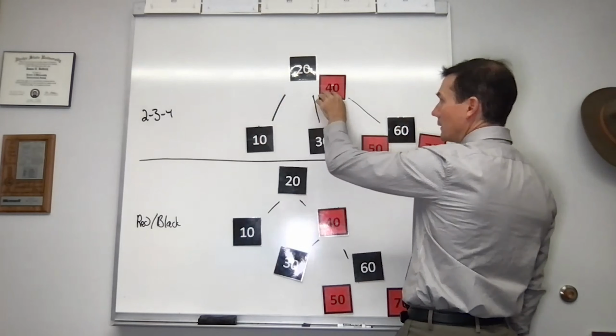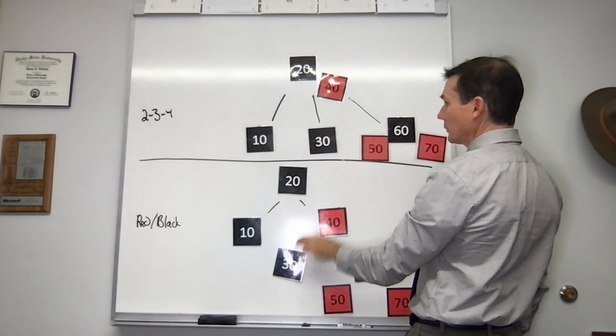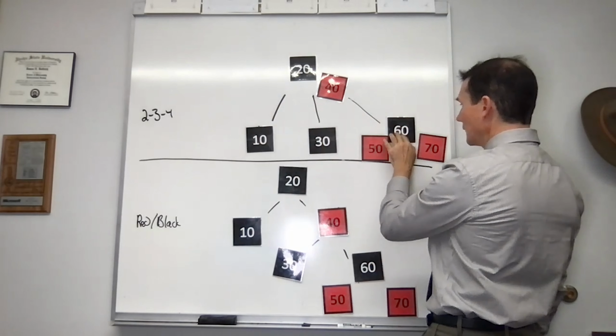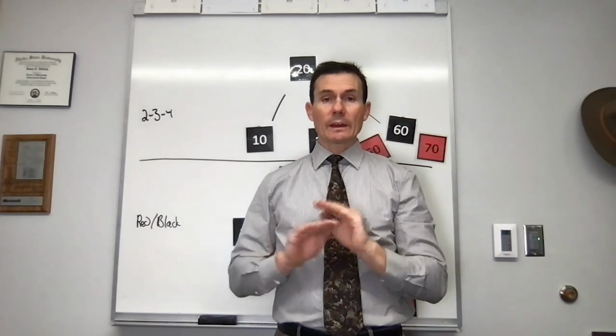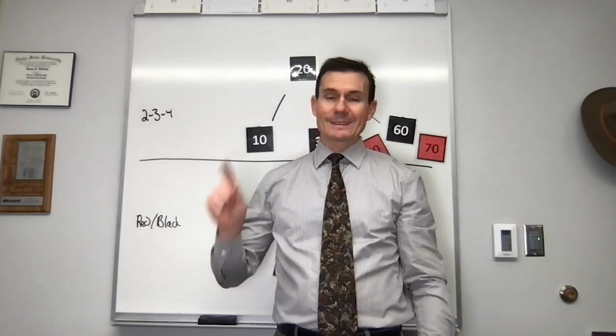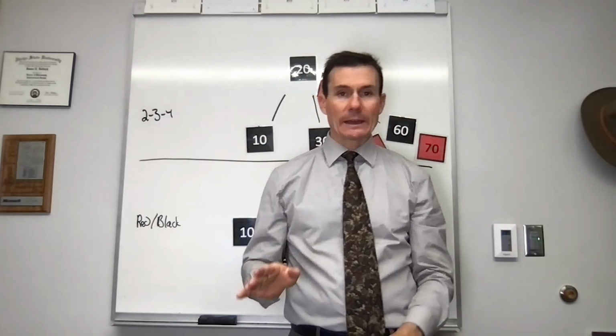40 has this one on the left, this one on the right. This one has these 2 here. And that's how we can see that every transformation we make on a 2, 3, 4 tree, we make exactly the same transformation on a red-black tree.